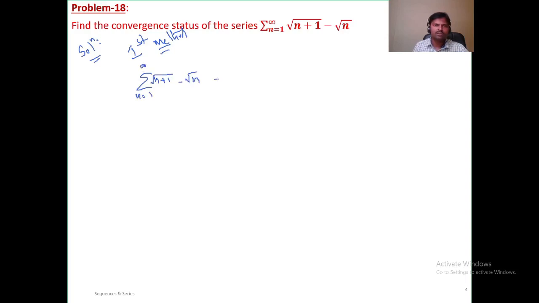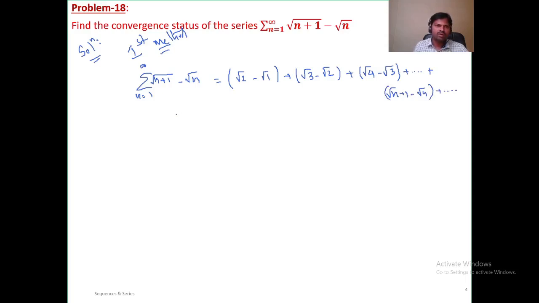Okay, so we expand it now. First term n is 1, so root 2 minus root 1. Plus next term, n is 2, root 3 minus root 2. Plus n is 3, root 4 minus root 3. Plus up to so on. What will you get? Root n plus 1 minus root n, plus up to so on. So these kind of terms.